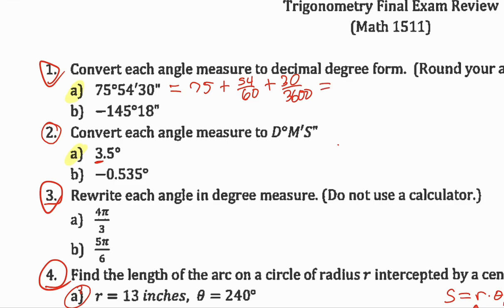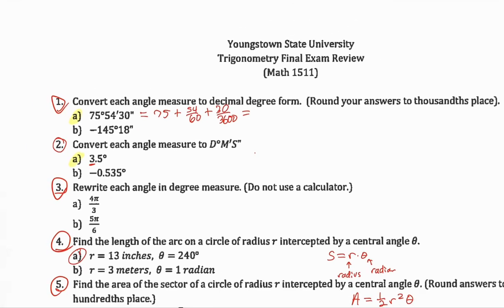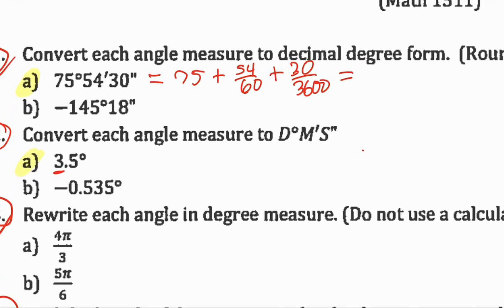So you're just going to enter that, use division. So it's going to be 75 plus 54 divided by 60 plus 30 divided by 3,600. Now, you're going to round like they said. You're going to round your answer to the thousandth place, so 3 decimal places. So it's 75.908 degrees.